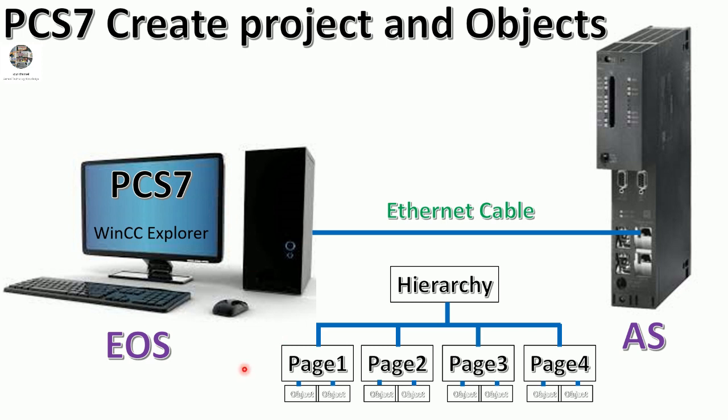Okay, so here is the WinCC Explorer and PCS7 that I already installed on my PC, and here is the engineering or operating system. We can call it the engineering computer, or the operating system computer, or the operator computer. And here is the AS, which we can call the automation system. We will connect with an Ethernet cable between the central processing unit and our PC.